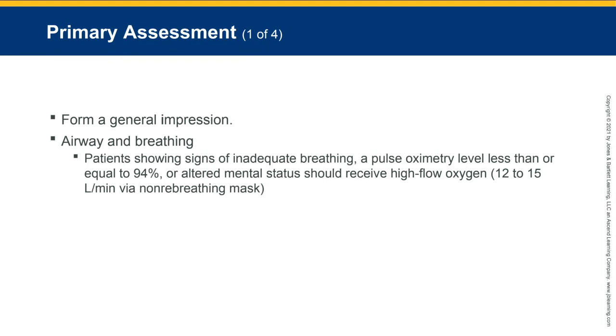Now, after your scene size up, primary assessment. Form a general impression of the patient and the environment. Assess airway and breathing. Patients showing signs of inadequate breathing and pulse oximetry levels less than or equal to 94, or who present with an altered mental status, should receive high flow oxygen at 12 to 15 liters per minute by a non-rebreathing mask.